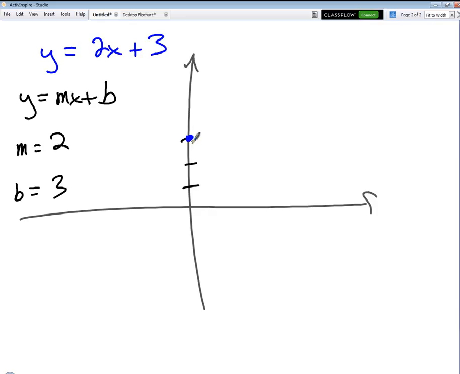How do I get a second point? Just go 2 up and 1 to the right. Okay, because of my slope triangle. If the slope is 2, same thing as 2 over 1. Slope is, we always say, what over what? Slope is rise over run. So I'm going to go up by 2, and I'm going to go over by 1, and end up at this point right here. And so there's my line.